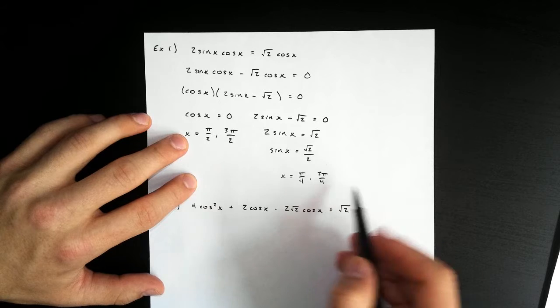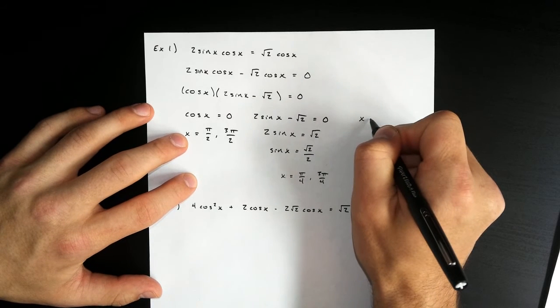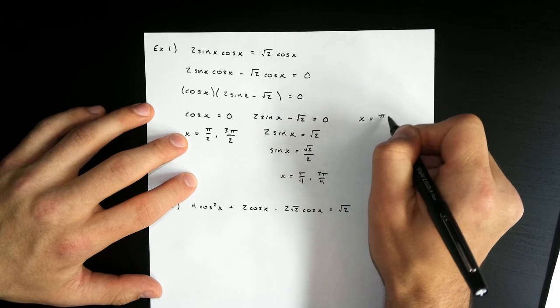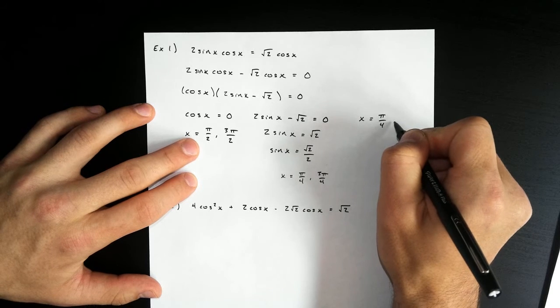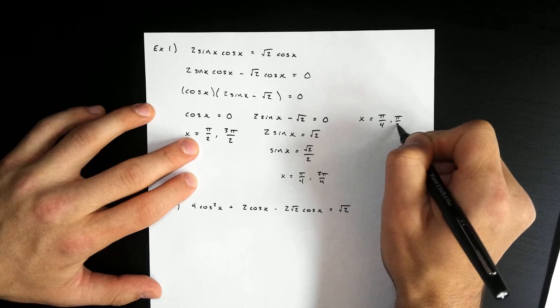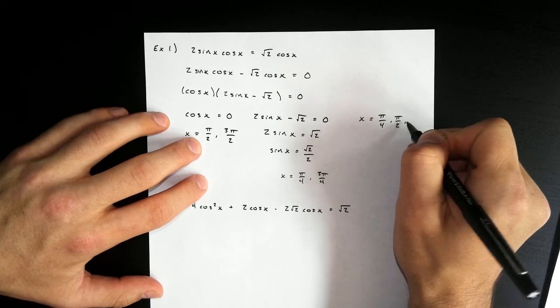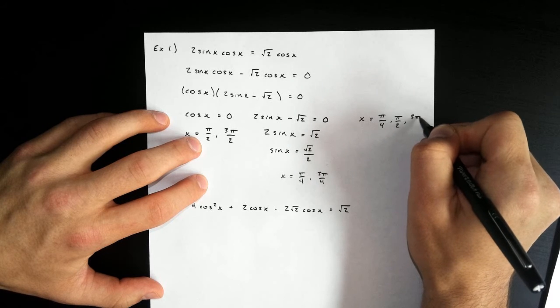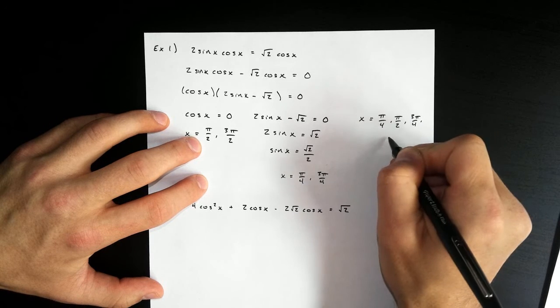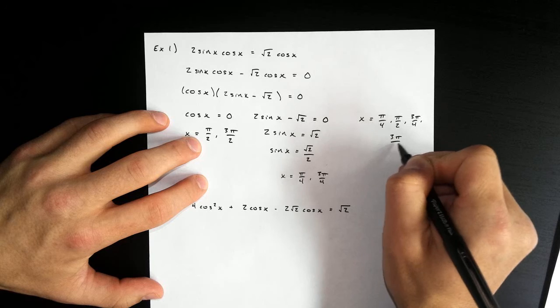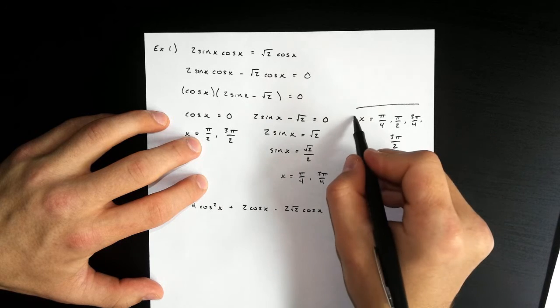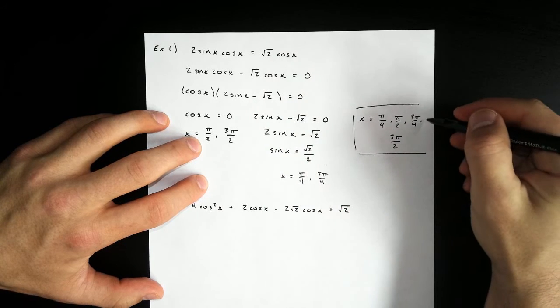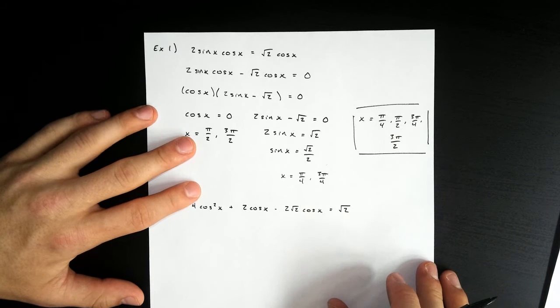So now we have 4 total solutions. So let me just group those together. So we have pi over 4, we have pi over 2, and I'm putting these in numerical order. We have 3 pi over 4, and 3 pi over 2. So within that interval from 0 to 2 pi, we have 4 different solutions.